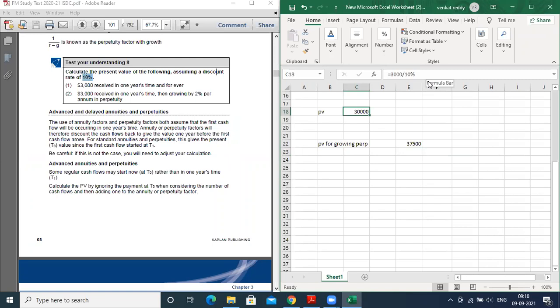But in the second case, we are expecting 3000 every year, and this 3000 is going to increase 2% per annum for a foreseeable future. So in that case, we will be applying this particular formula. Just see the formula here. The expected cash flow, 3000, divided by the difference between the discount rate and the growth rate. So our discount rate is how much? 10%, nothing but 0.1. And our growth rate is 2%, that is 0.02. So if you apply the formula, the present value of the growing perpetuity would be 37,500. So I hope the present value calculation for this perpetuity is clear.